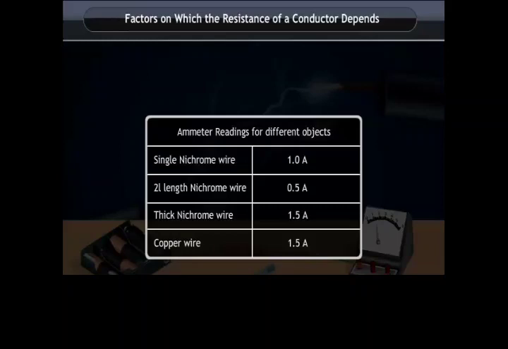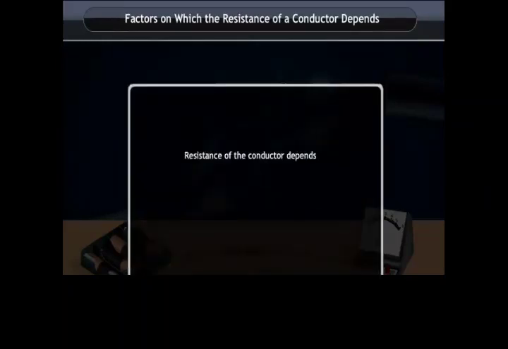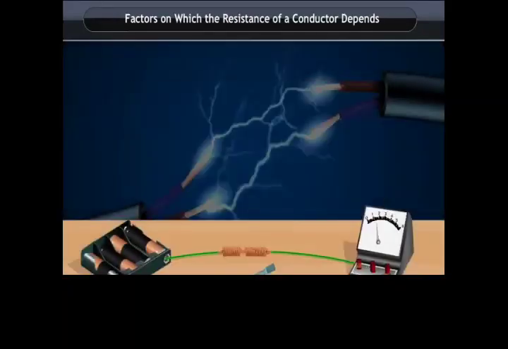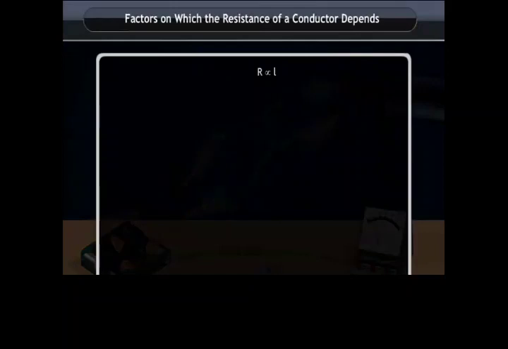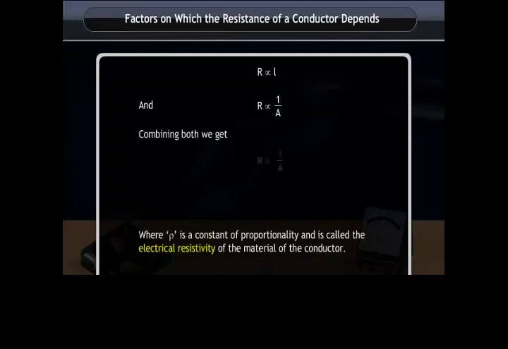On applying Ohm's law, we observe that the resistance of the conductor depends on its length, on its area of cross-section, and on the nature of its material. Precise measurements have shown that the resistance of a uniform metallic conductor is directly proportional to its length, L, and inversely proportional to the area of cross-section, A. That is, R is directly proportional to L and inversely proportional to 1/A, where ρ (rho) is a constant of proportionality and is called the electrical resistivity of the material of the conductor.